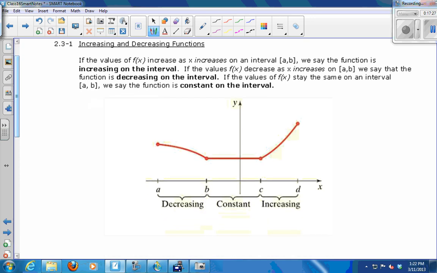Okay, so a little more vocabulary associated with functions. Functions can be increasing, decreasing, or constant over an interval. We say that it is increasing if the y values get bigger as the x values get bigger. It's constant if the y values stay the same. And it's decreasing if the y values get smaller as the x values get bigger. So you can think of it as reading the graph from left to right. If you read from left to right, just like we normally read, if the function is going downhill, it's decreasing, if it's flat, it's constant, and if you're going uphill, it's increasing.